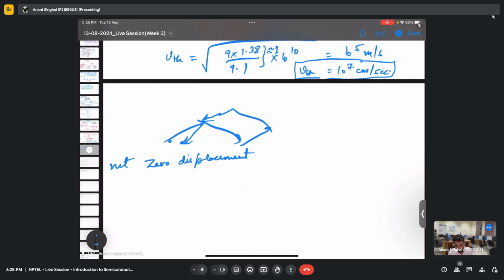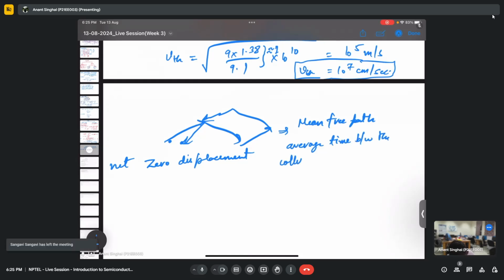So this average distance between the collisions is called the mean free path, and the average time between the collisions is called the average collision time or mean free time. So this is all about the thermal velocity of the carriers, which is the first topic.